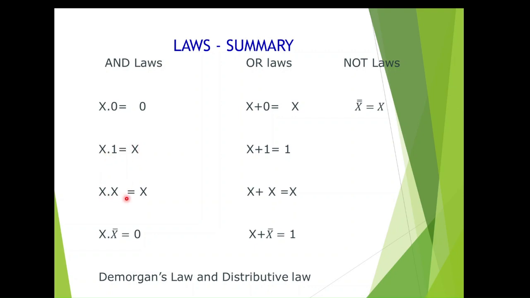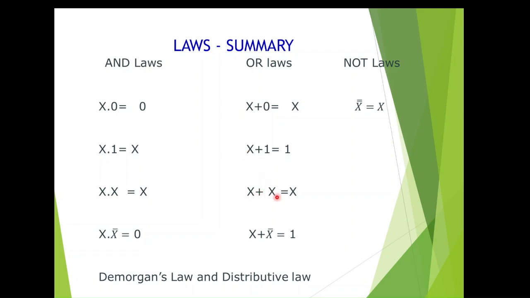And x dot x is equal to x because x can have only two values, 0 and 1. 0 into 0 is 0. 1 into 1 is 1. Similarly, x dot x bar is equal to 0. OR law: x plus 0 equal to x, x plus 1 equal to 1. Because x can have two values, 0 and 1. 0 plus 1 is also 1. 1 plus 1 is also 1. So x plus 1 equal to 1.